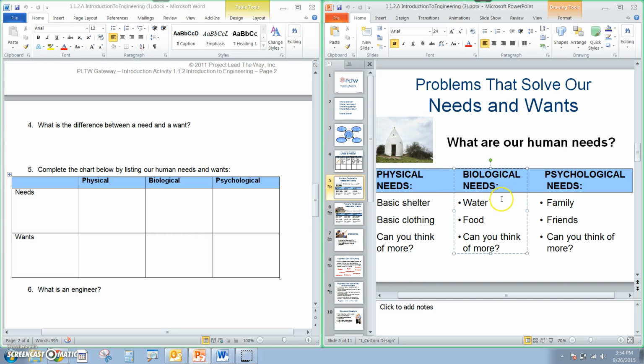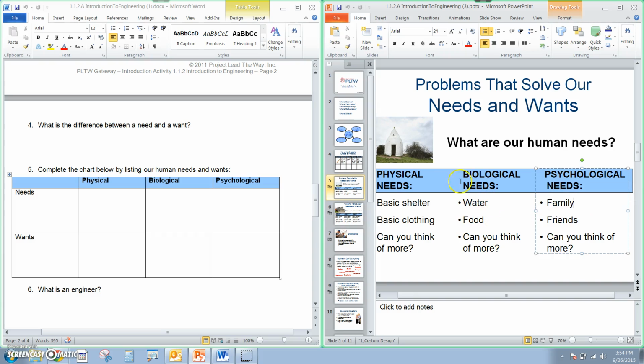Biological needs. We're all animals, and we need water, food, and other things to just survive. Minerals, vitamins, all those things. They're necessary. Now, psychological needs. Your mind, your emotions, the things that make you comfortable. People are very social animals, and they need family, and they need friends.